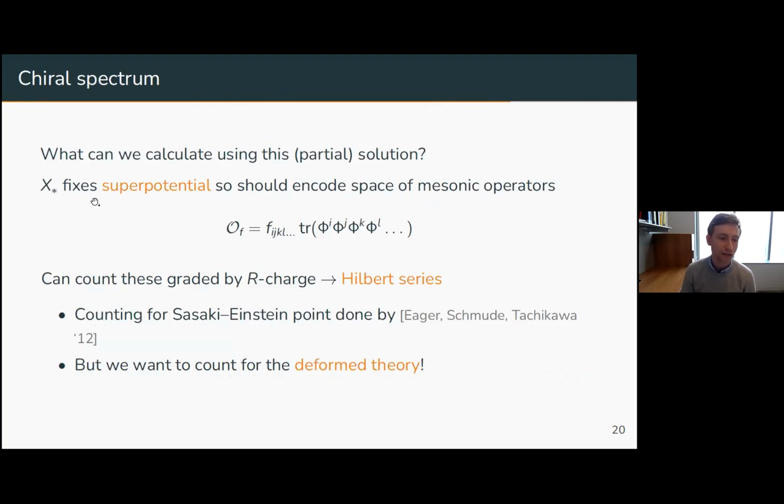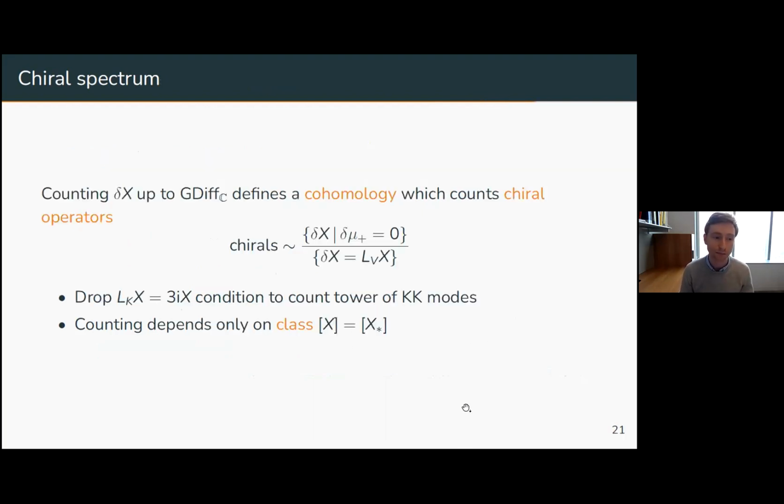So what can we do with this partial solution? Well, X star fixes the superpotential, so it should encode the space of mesonic operators. And you can count these graded by the R charge in the supergravity to give the Hilbert series. This counting was done at the undeformed point by these authors previously, but we want to do this counting now for the deformed field theories.